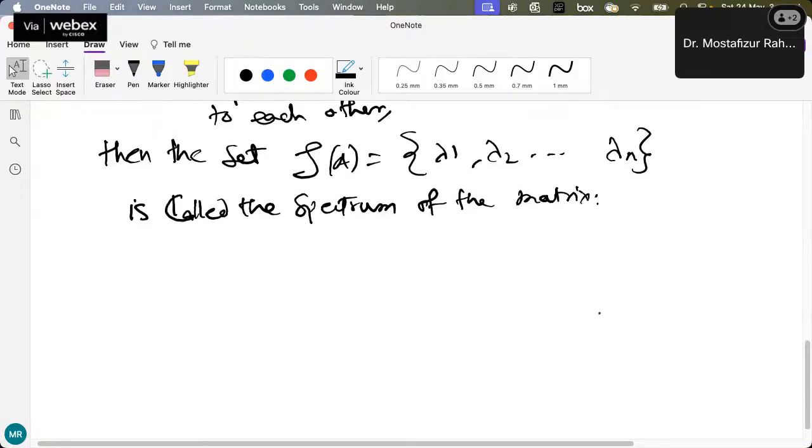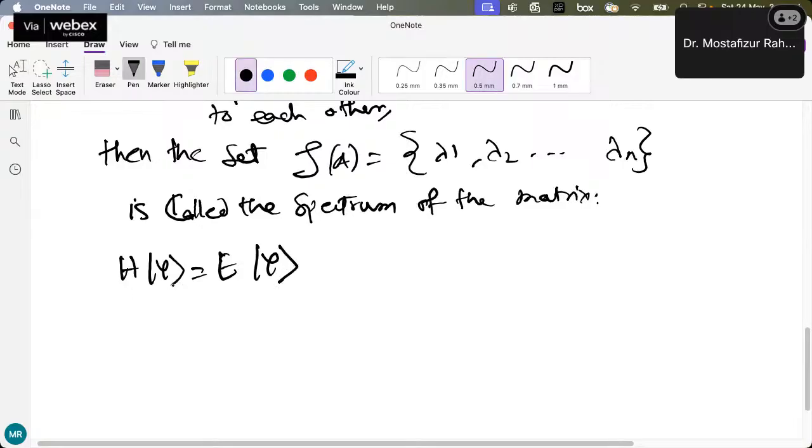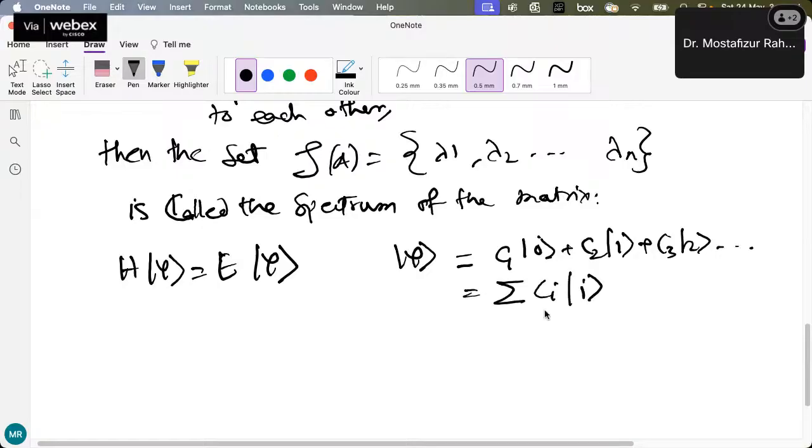Now let's go back. Earlier I had the equation H psi equals E psi, right? Now I can find many such psi. Suppose I represent this psi in the computational basis: C1 ket 0 plus C2 ket 1 plus C3 ket 2 and so on, or in general sum of Ci ket i. You can write the wave function in this way.